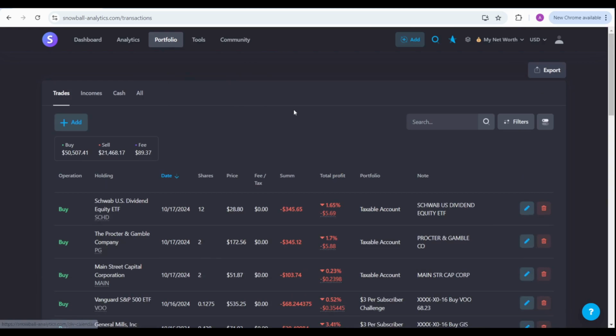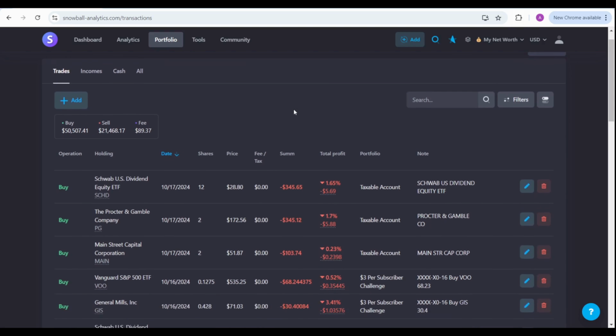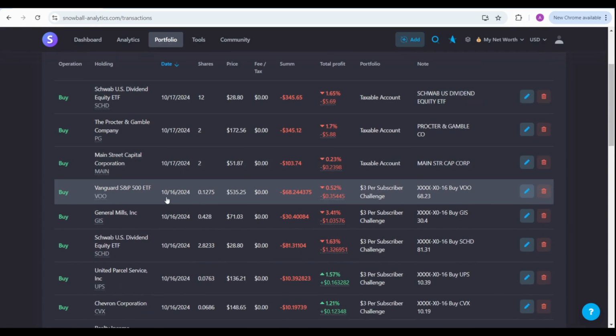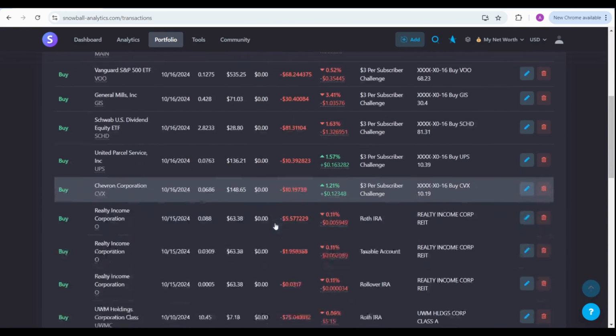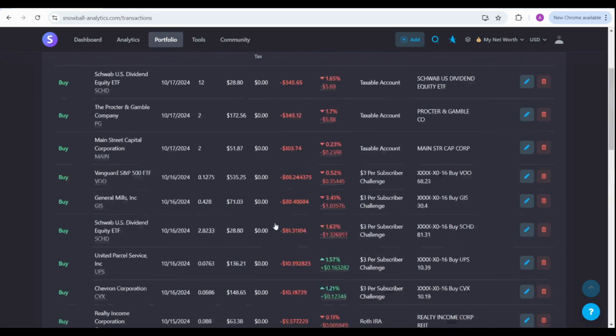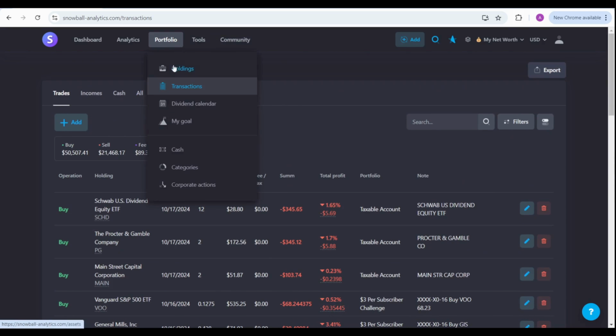Again, this is fully customizable to your liking. Then we have a transaction page, which is super helpful, especially when you have multiple accounts just like I do. It's kind of tough to go back and forth and sign into them all to check and see when you bought certain things. So this kind of throws it all together. So you can see here on the 17th, I bought 12 shares of SCHD in my taxable account. Then the day before, I bought 0.12 shares of VOO, and it aggregates everything together, so you can just go to one place and see what you've purchased in all of your overall holdings.